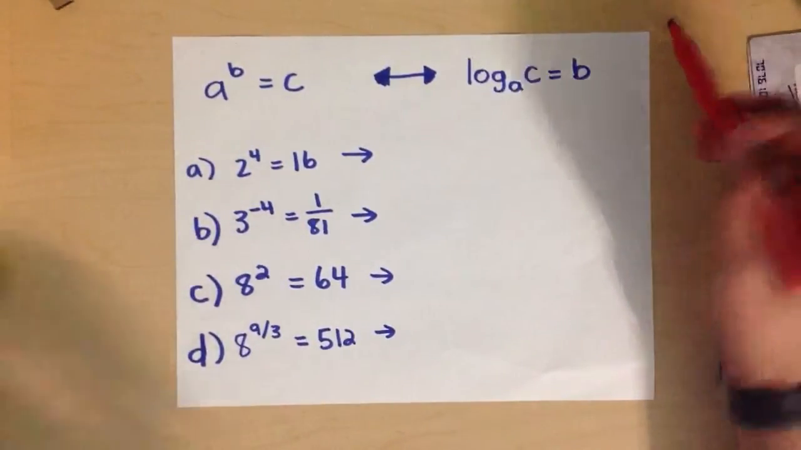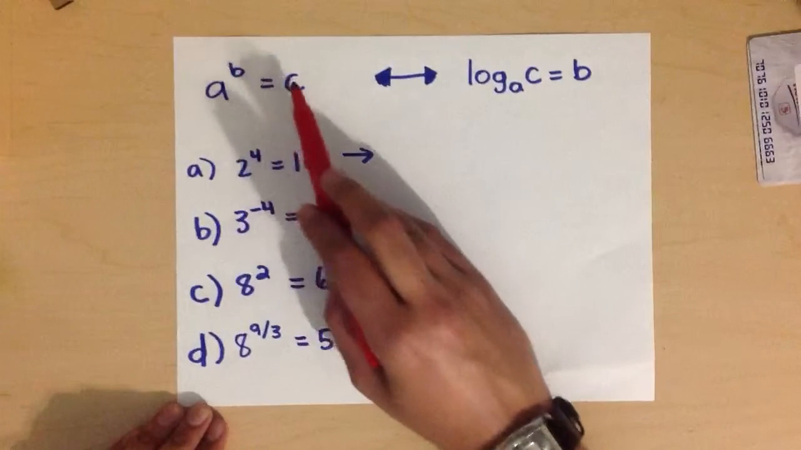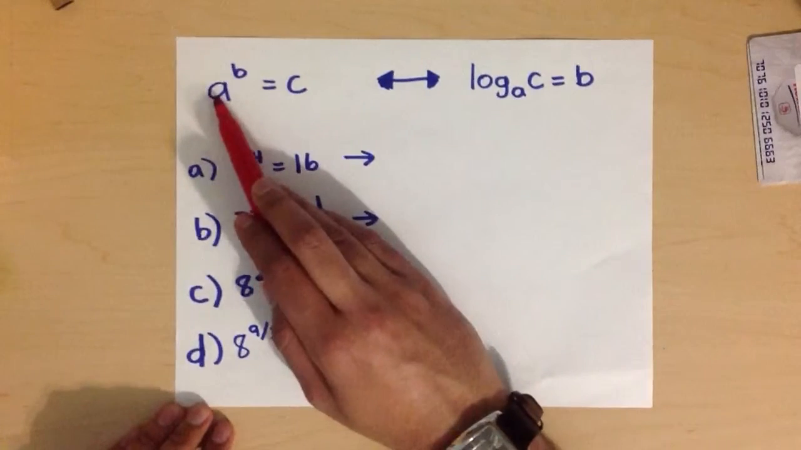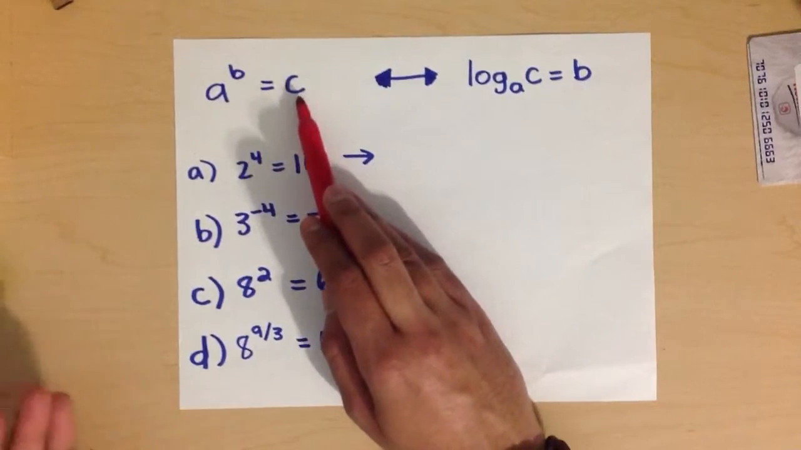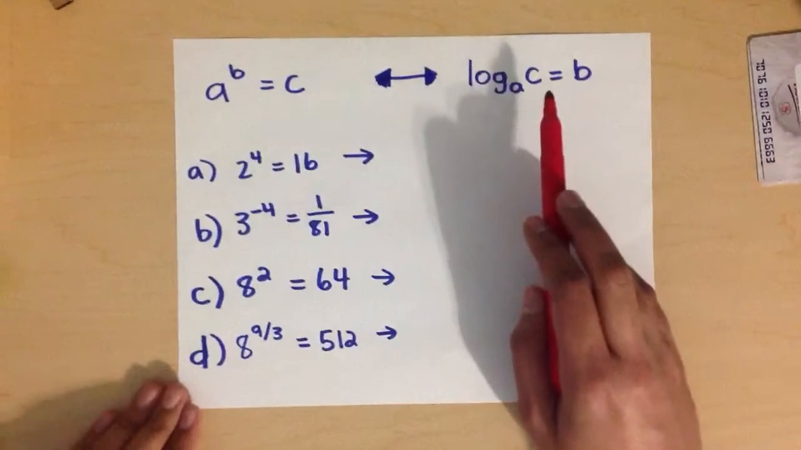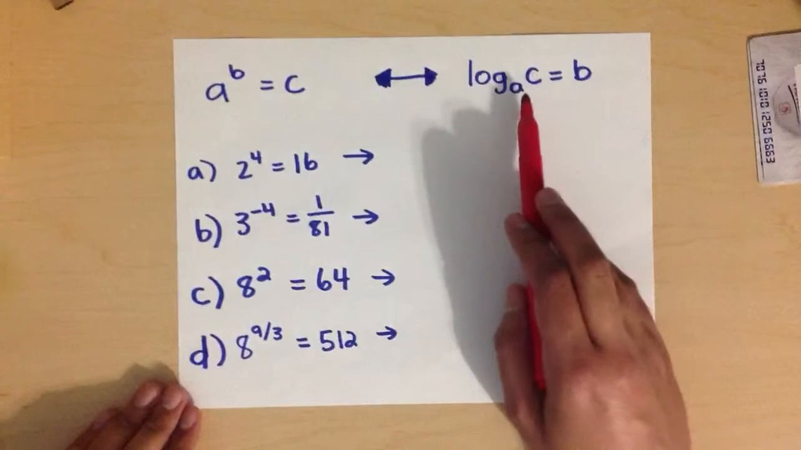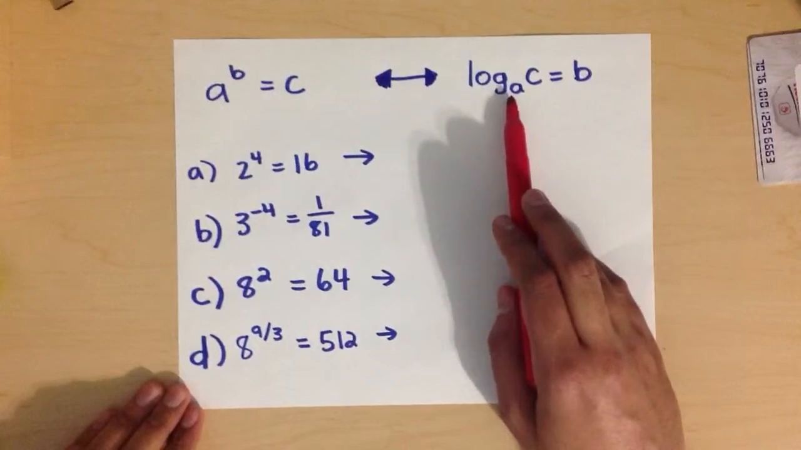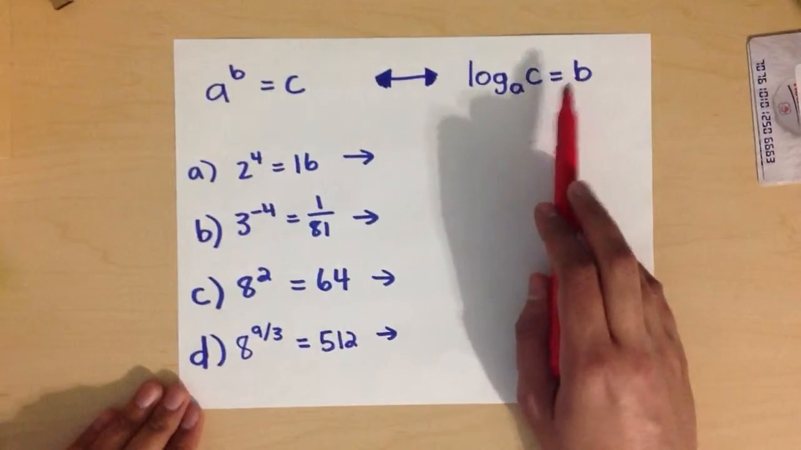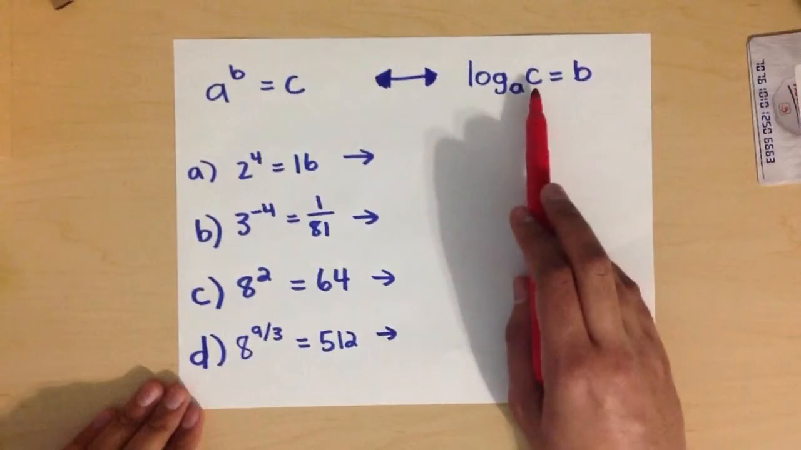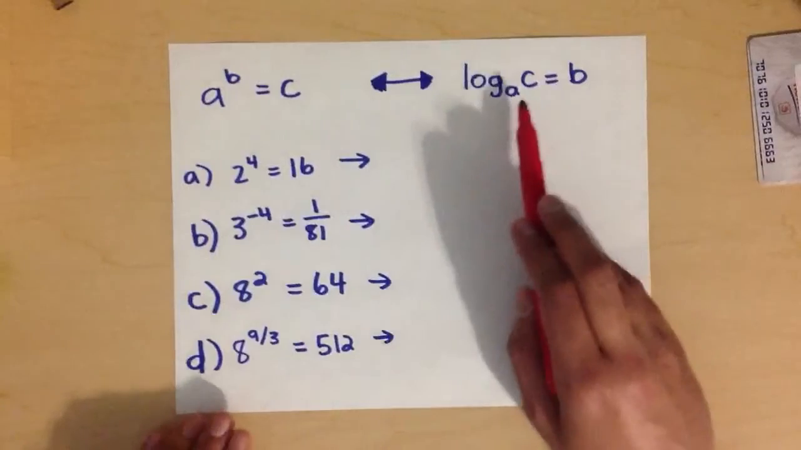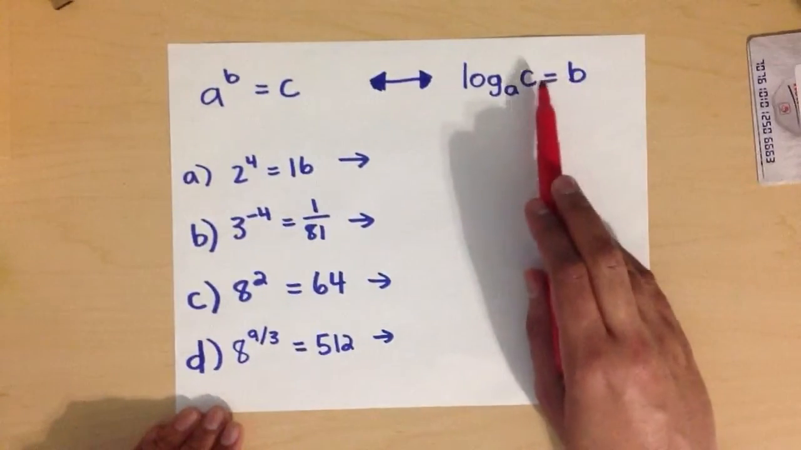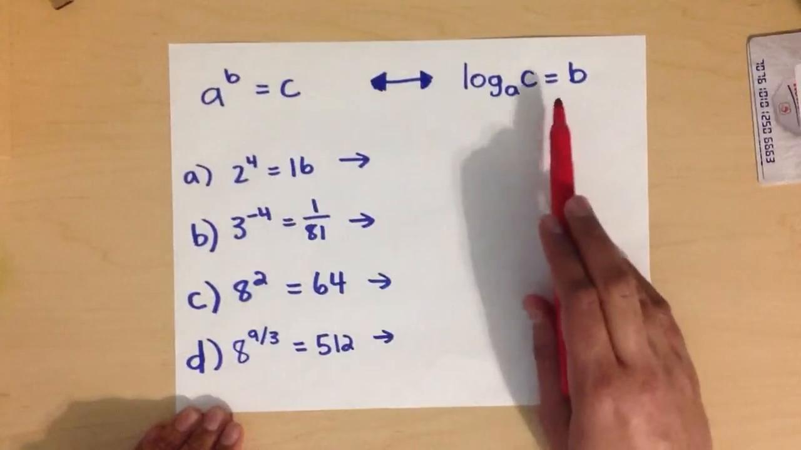If you have an exponential equation in the form a to the b is equal to c, where a is the base, b is the power, and c is the product or the answer, this can be written in logarithmic form as log base a of c is equal to b, where a is the base, c is the product or the answer, and b is the exponent. This is equivalent to a to the b equals c. It's the exact same, but in logarithmic form.